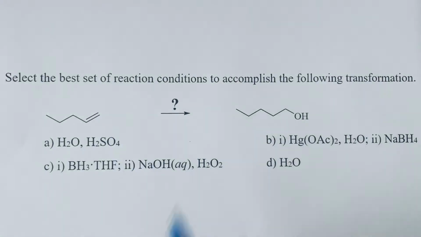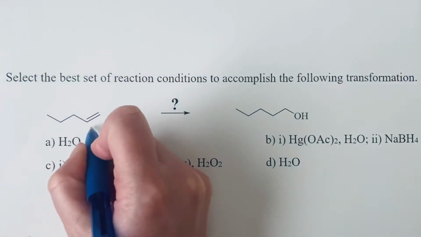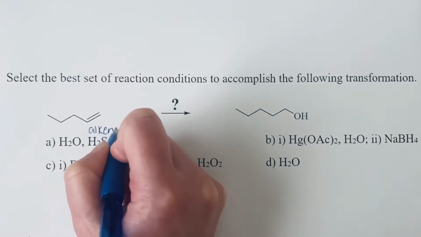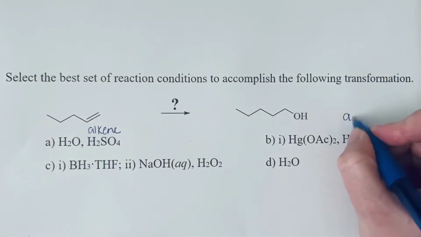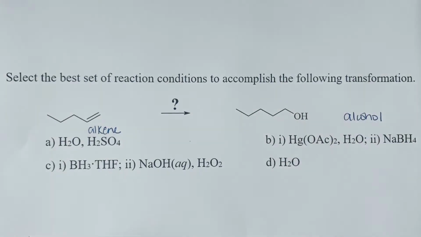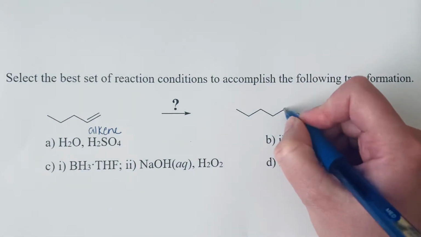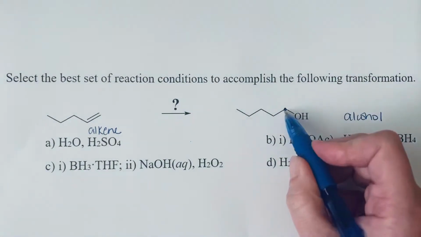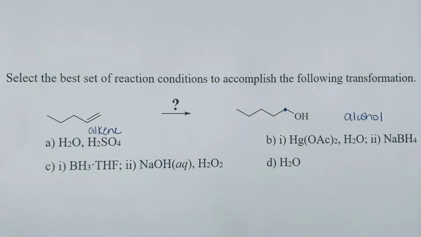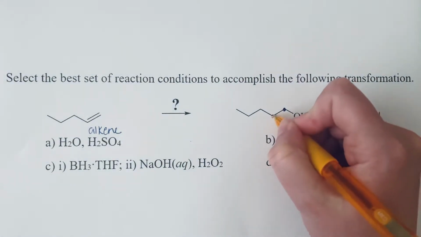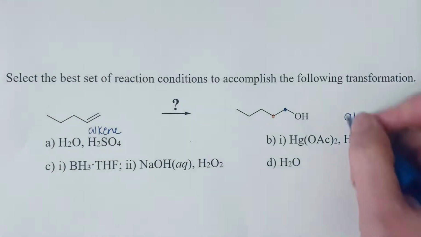Select the best set of reaction conditions to accomplish the following transformation. So to answer this problem, we want to look at what we are starting with in terms of its functional group and what we're forming. We should see here that we are starting with an alkene and that the product we are forming is an alcohol. Specifically, we could describe this alcohol as a primary alcohol, because the carbon atom that the alcohol is on only has a bond to one other carbon. So that's why we would call this a primary alcohol.